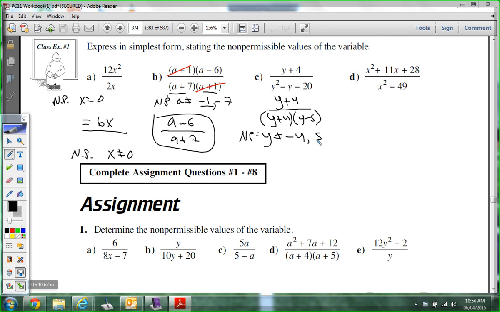Everybody good with that? So then, Jake, can I cancel anything? If I cancel y plus 4, what's on top? A 1. Very good. So 1 over y minus 5 is your simplified expression. Our non-permissibles come from the bottom, negative 4 and 5. We cancel the y plus 4s, and we get 1 over y minus 5. Okay, good. Bethan, can you factor the top and bottom for D, please?